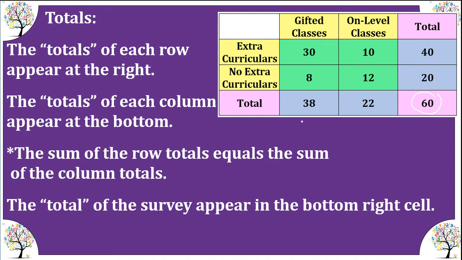Then we can see that we have totals for the columns. So here we have 38 people that are taking gifted classes, and we have 22 that are taking on-level in our survey. And then we look at the rows and we can see the total for each row. So 40 people take extracurricular activities and 20 take no extracurricular. So you have three totals: the total of the survey in the bottom right corner, and then you have the totals of your rows and the totals of your columns. So make sure you remember columns go up and down and rows go left to right.